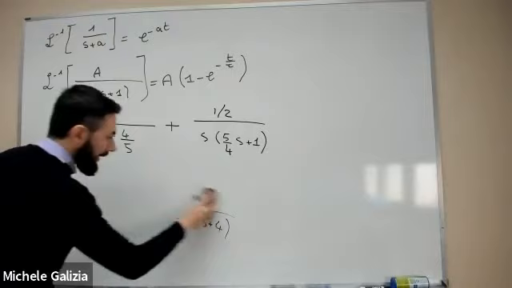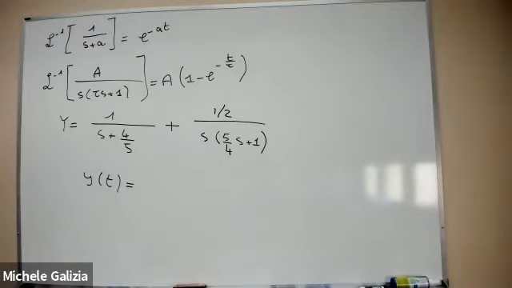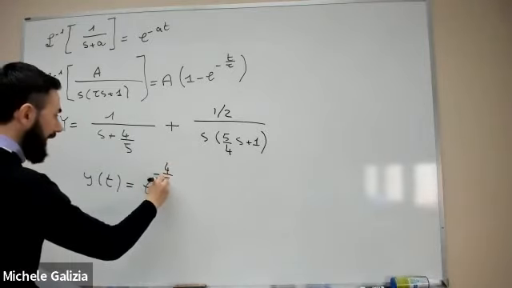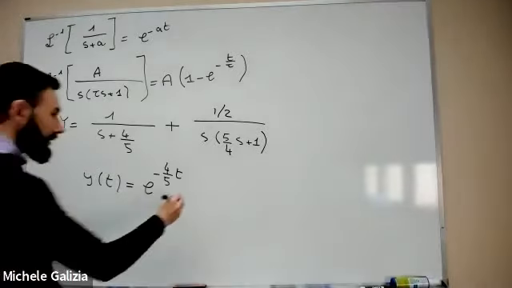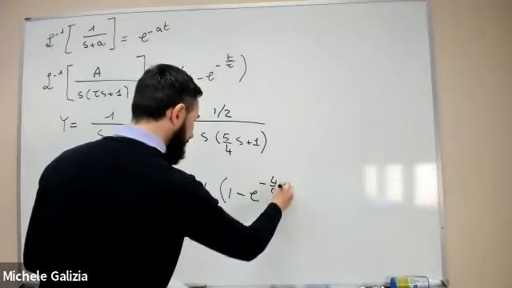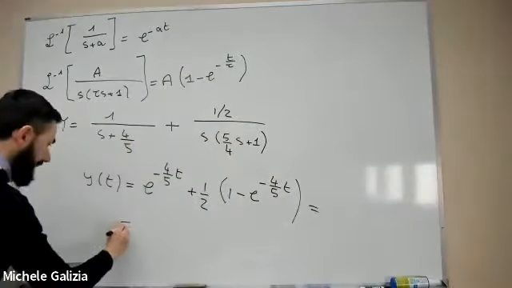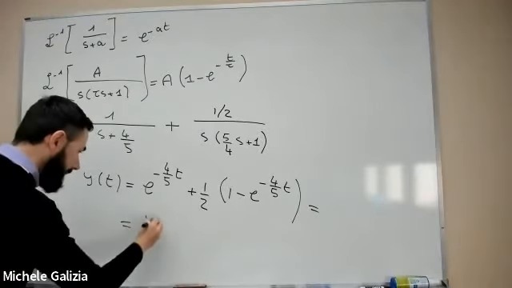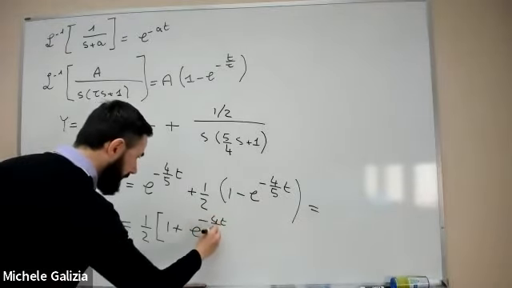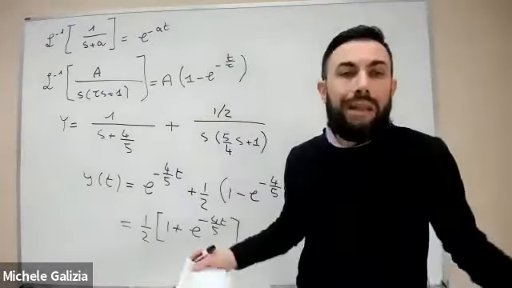So I can immediately anti-transform and get y as a function of time, which is what I'm looking for. And so I get the anti-transform of this: exponential of minus 5 over 4 t plus 1/2 times [1 minus exponential of minus 4 over 5 t]. So just adjust a little bit, manipulate, and write in a nicer way to get 1/2 that multiplies [1 plus the exponential of minus 4t over 5]. So this is the solution of the original differential equation calculated using the Laplace method.